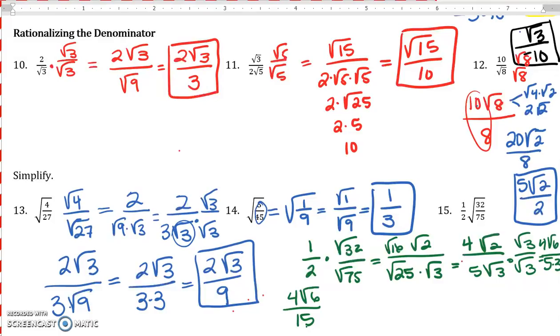Okay, still not done yet because root 6, oh, maybe I am done. Yeah, because root 6 is fully simplified, and 4 over 15 is also fully simplified. Oh, I thought that problem was going to be a lot harder.